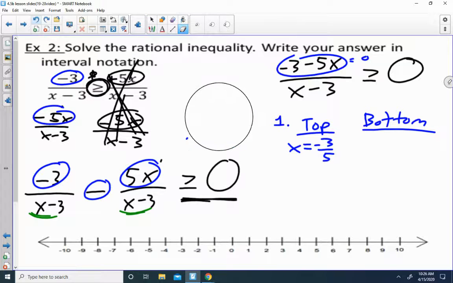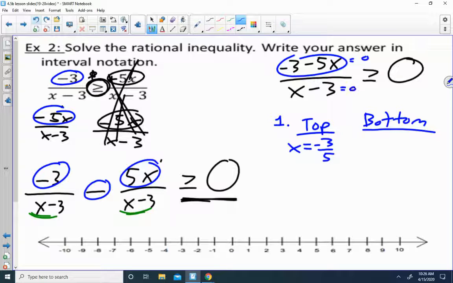Now we're going to take the bottom and set it equal to 0. So x minus 3 equals 0. That's easy. You solve for that, and that gives you x equals 3. And as always, the bottom cannot equal 0. So we're going to set x not equal to 3, and as always have open brackets.